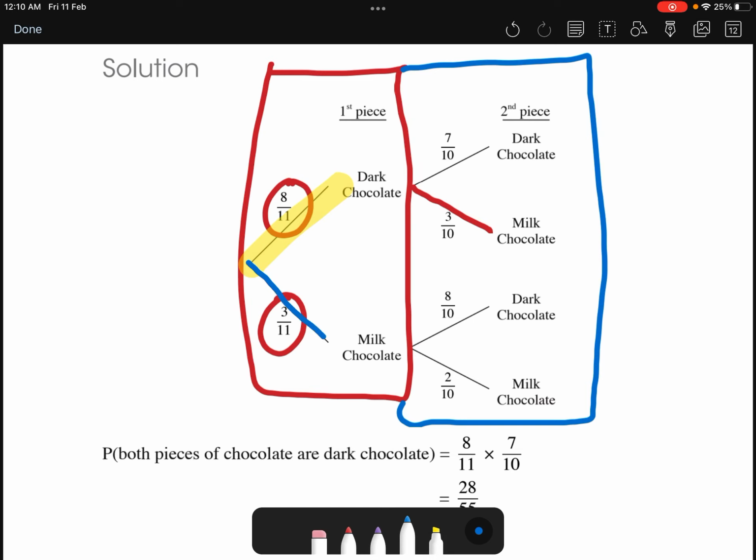If your first choice is a milk chocolate, then you move on to the second branch, which is a dark chocolate. You notice that this is 8, because for the first choice, I didn't choose dark chocolate. I chose a milk chocolate. So the number of dark chocolates should remain the same. Of course, if you move on to the milk chocolate, because the first choice you chose a milk chocolate, for the second choice there should be 1 less milk chocolate left, which is from 3 to 2. So this is how you interpret a tree diagram.